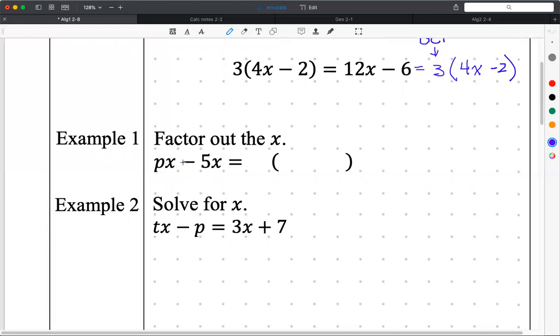So x is the greatest common factor. It's telling you, hey, the x is going to be factored out. So I'm going to bring the x out front of the parentheses.